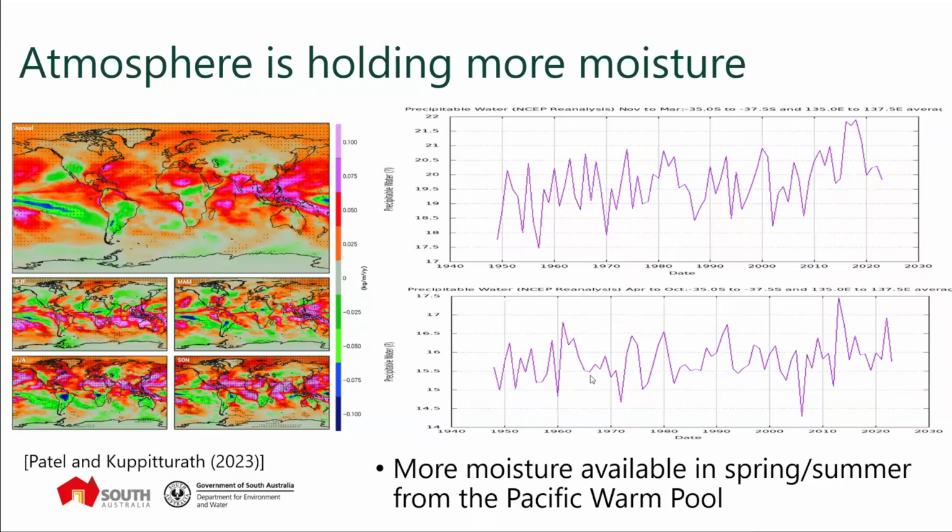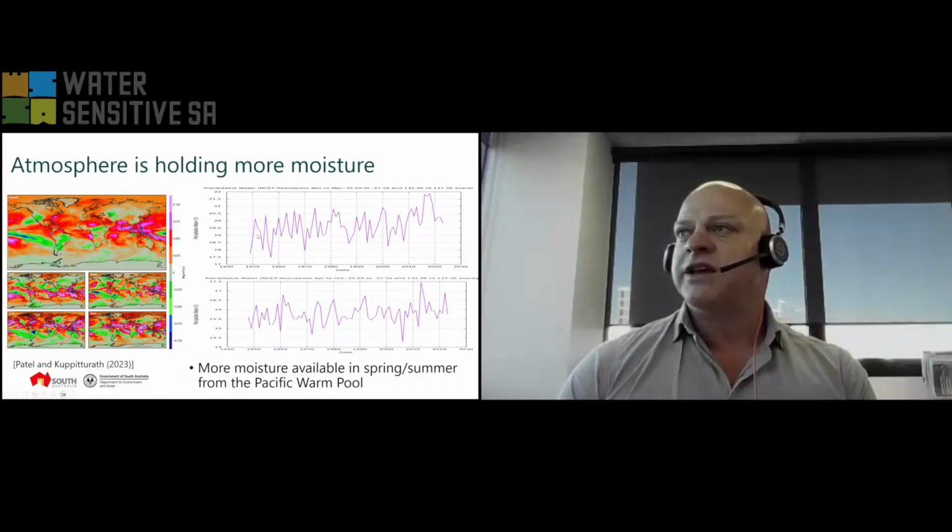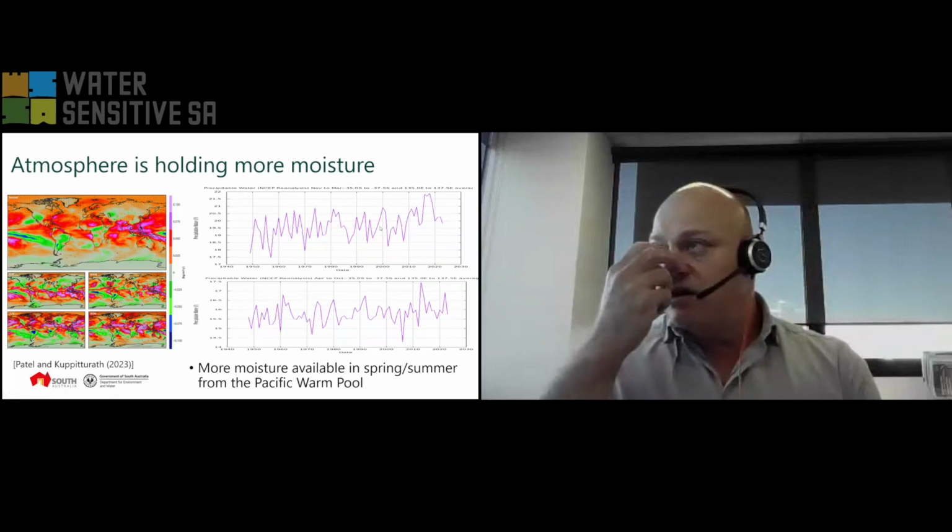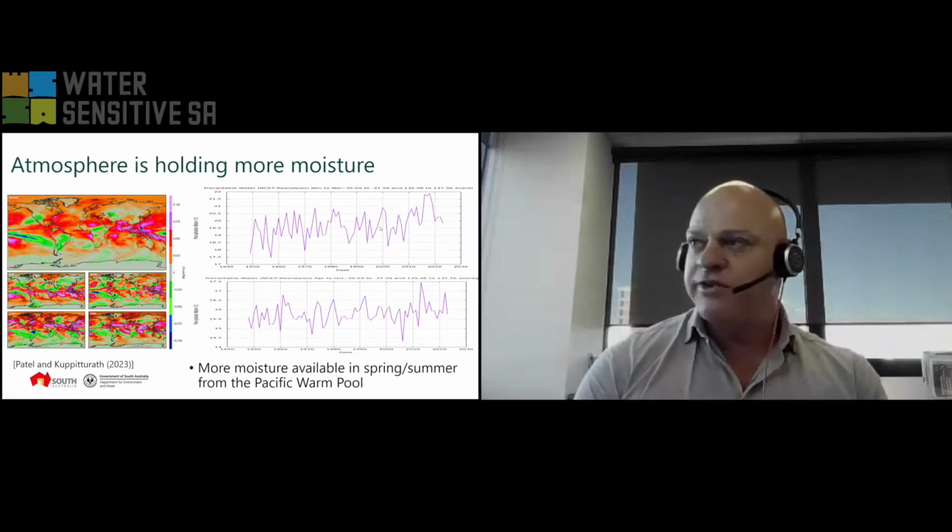There's some work on the left there, at a global scale, showing trends in water vapor levels in the atmosphere. And on the right I've got precipitable water, a measure of how much water is in a column through the atmosphere, over the Adelaide region. I've split that up for November to March and April to October, so just showing two different times of the year. It's basically a stronger trend there in November to March, so spring and summer, in amounts of moisture in the atmosphere.